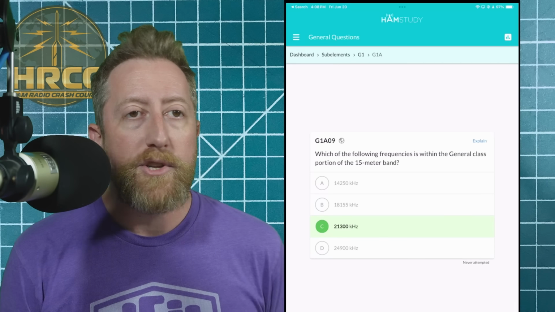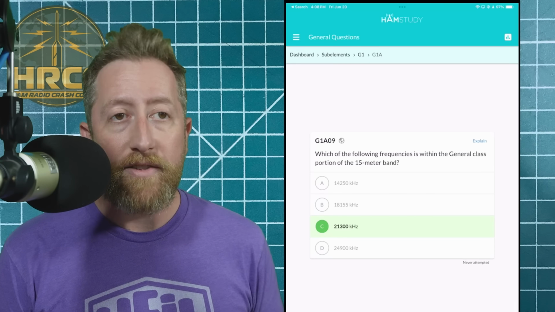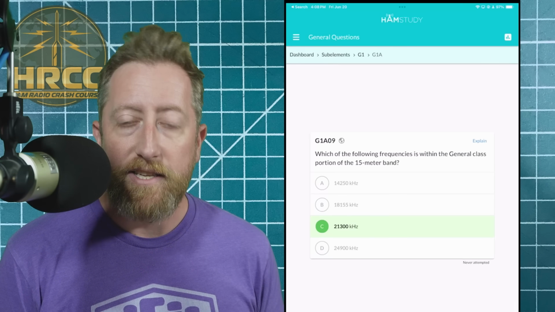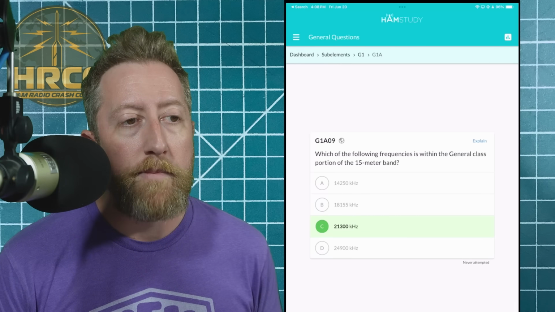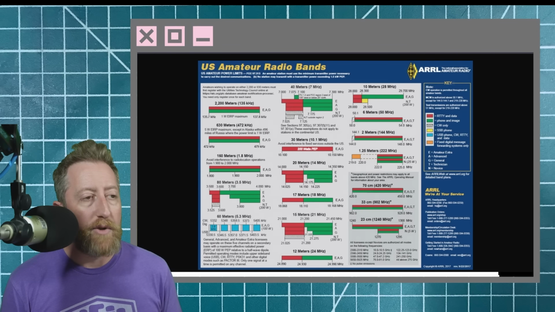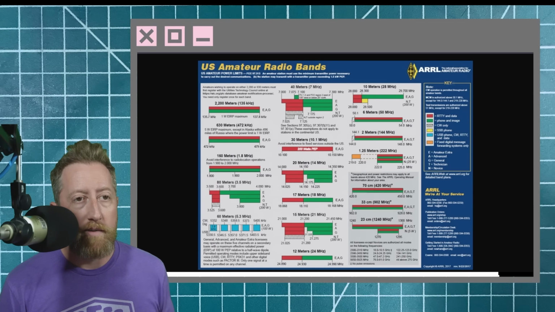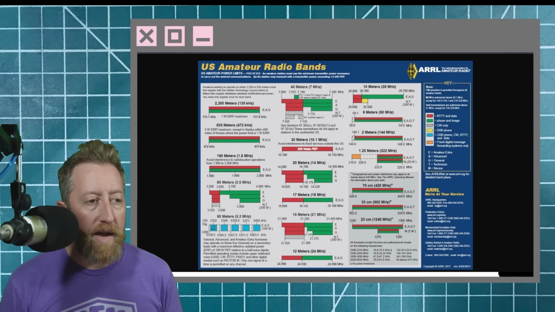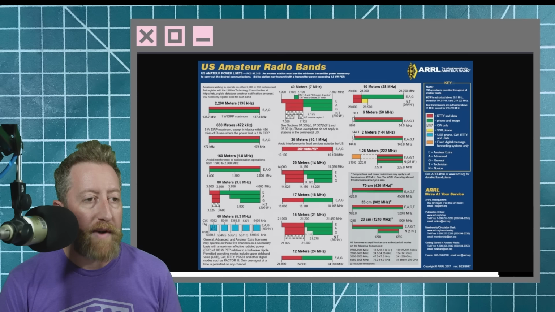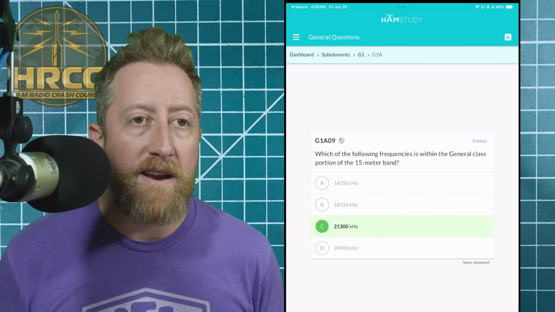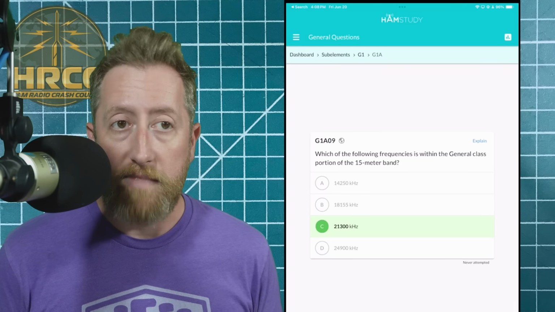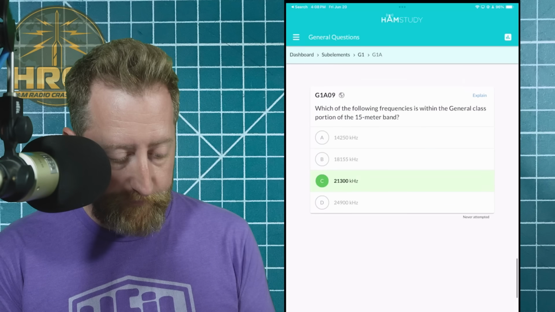Question 9. Which of the following frequencies is within the general class portion of the 15-meter band? This is challenging your ability to remember frequency allocations. And so if we look at 15 meters, where is it? Right there, down at the bottom, right there next to 60. Where does that start? 21 megahertz through 21.450 megahertz. And so what's in there? 21,300 kilohertz. That's just another way of expressing megahertz.